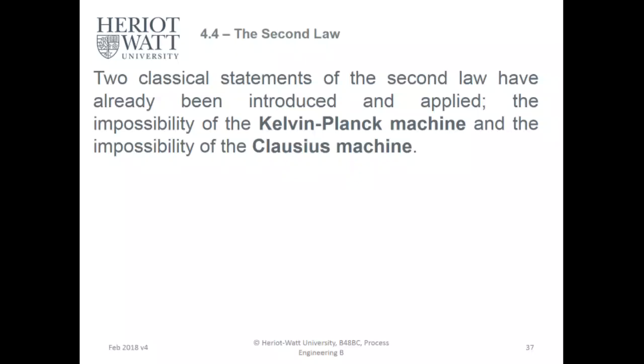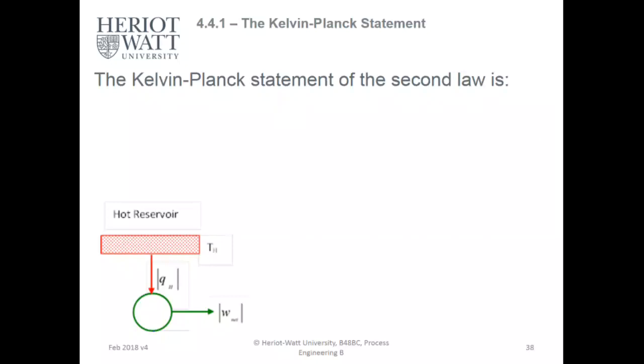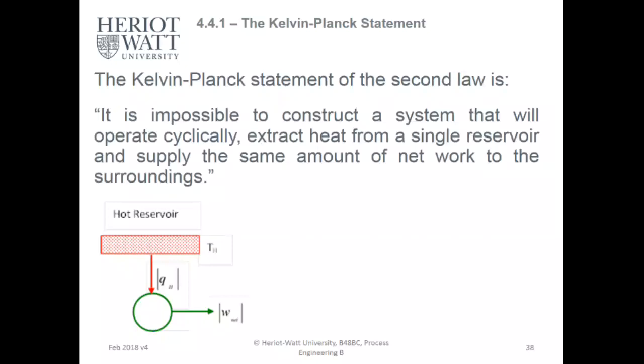The two classical statements of the second law have already been introduced and applied: the impossibility of the Kelvin-Planck engine and the impossibility of the Clausius machine. It is now possible to investigate these two statements and show that although they appear to be different, they are equivalent statements of the second law. The Kelvin-Planck statement of the second law: it is impossible for a system that operates cyclically to extract heat from a single reservoir and then supply the same amount of net work to the surroundings.